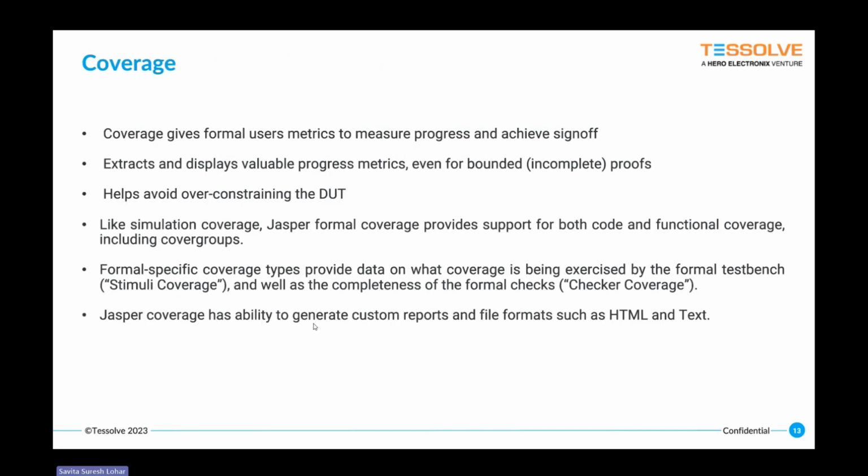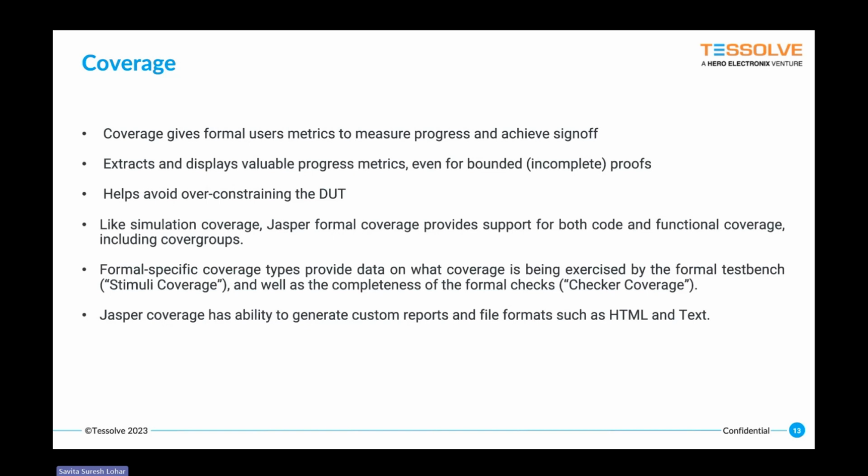So next, let's see about coverage. Coverage gives formal users metrics to measure progress and achieve sign-off. Coverage extracts and displays valuable progress metrics, even for bounded, that is, incomplete proofs. It helps to avoid over-constraining the DUT. Like simulation coverage, Jasper formal coverage provides support for both code and functional coverage, including the cover groups.